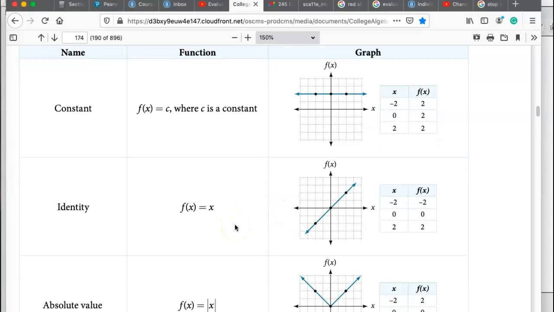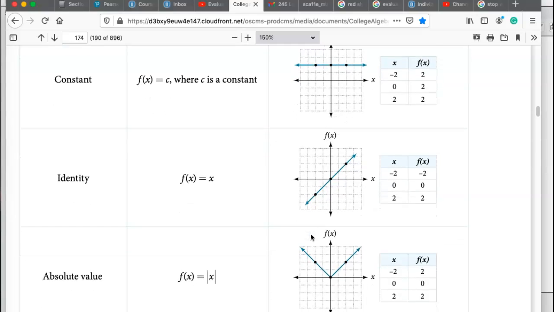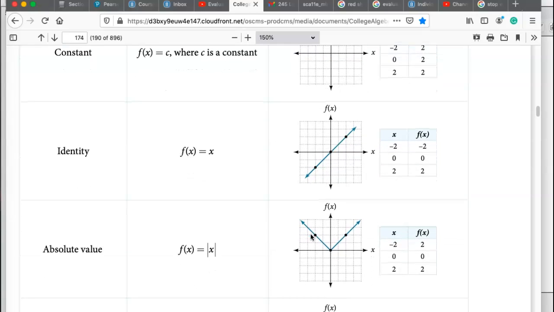F of x equals x is the generic basic function of a line called the identity function. So whatever your input is, your y output is the same, and you will get a line. Now, some functions, maybe you haven't been familiarized with, but f of x equals the absolute value of x. And notice here that when you put values of x and you take the absolute value, your y values are always the same, and therefore you get a V.